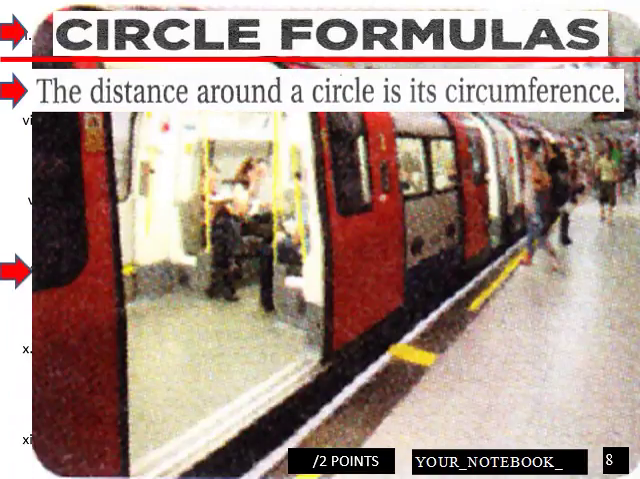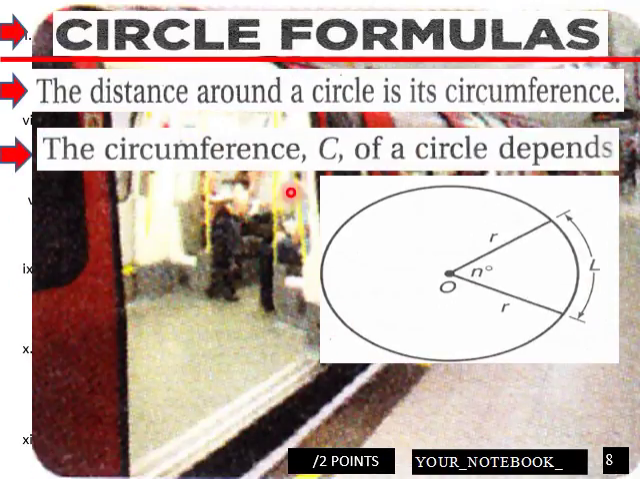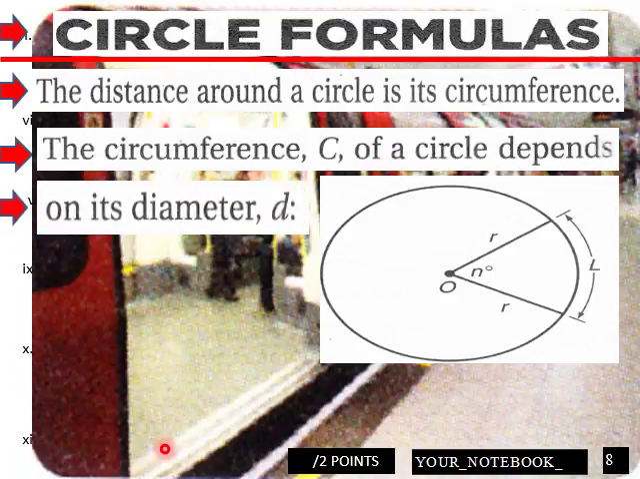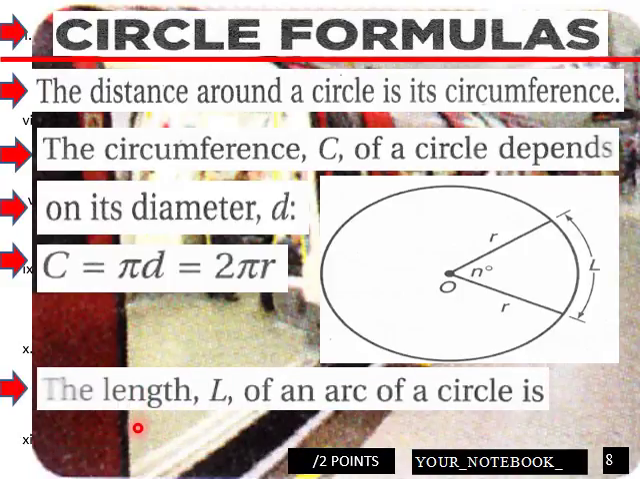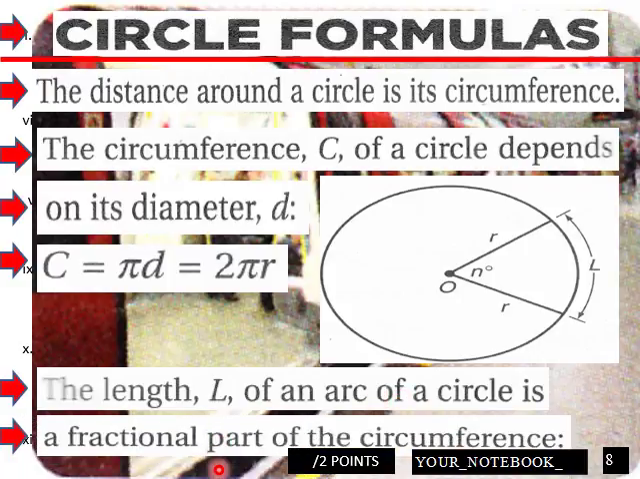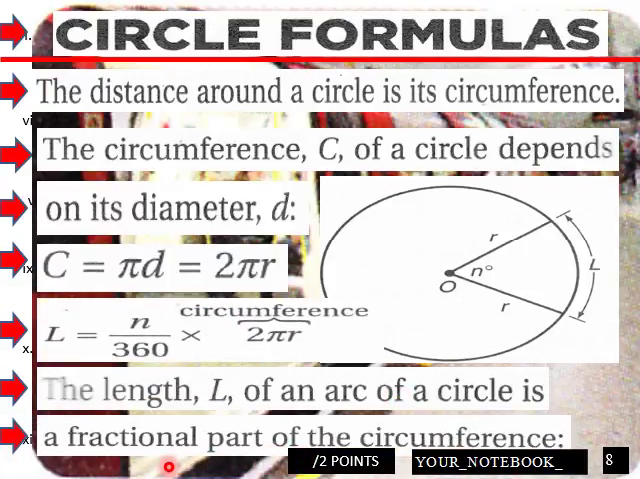So the circle formula: the distance around a circle is the circumference. The circumference C of a circle depends on its diameter D. So circumference would equal pi D, which equals 2 pi r. The length L of an arc of a circle is a fractional part of the circumference. So L would equal N over 360 times the circumference, 2 pi r. N degrees over 360 times 2 pi r would equal the length of the arc.